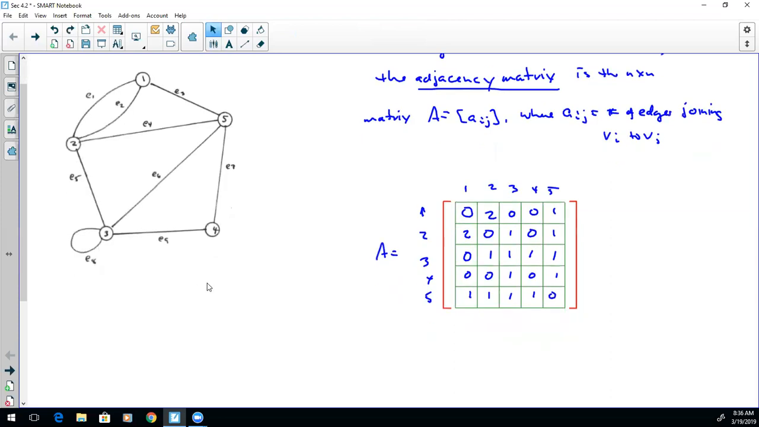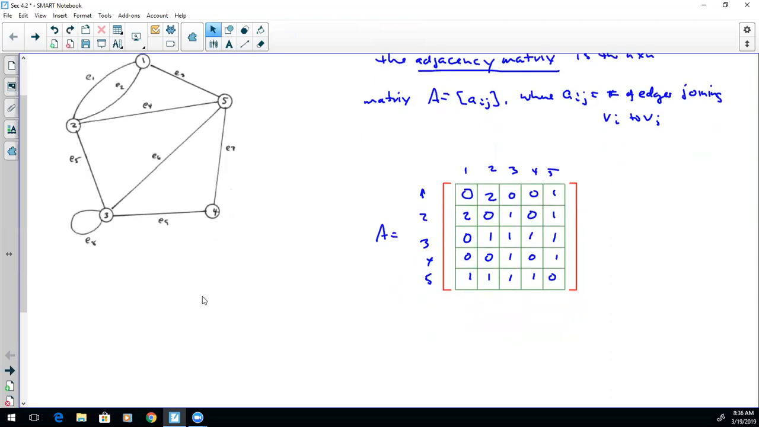Okay, first thing to notice here, and we're just looking at ordinary graphs which are not directed. We'll handle directed graphs in a minute. Notice that the adjacency matrix of an ordinary graph, of course, when I say graph, I mean it's not directed, is symmetric.